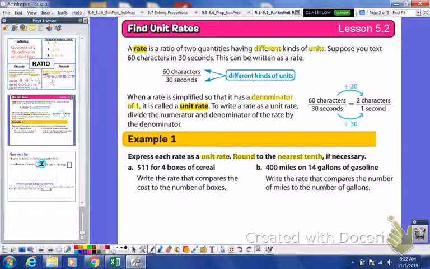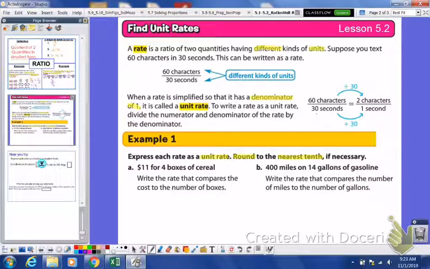Again, notice that we have different units. That's what makes it a rate, is the different units. So then when a rate is simplified so that the denominator is 1, it is called a unit rate. To write a rate as a unit rate, divide the numerator and denominator of the rate by the denominator. So again, if we go back to our 60 characters for 30 seconds, divide the numerator and denominator by 30, because that's our denominator, we would get a unit rate of 2 characters per 1 second, or 2 characters per second.